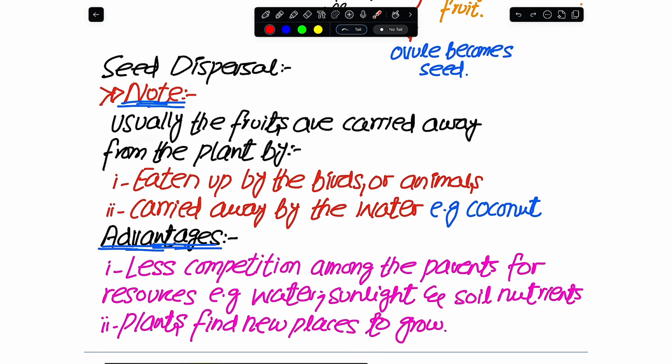In some cases, if I talk about the coconut plant, it has this ability to float in the water, so it can be carried away with the help of the water away from the parent plant.